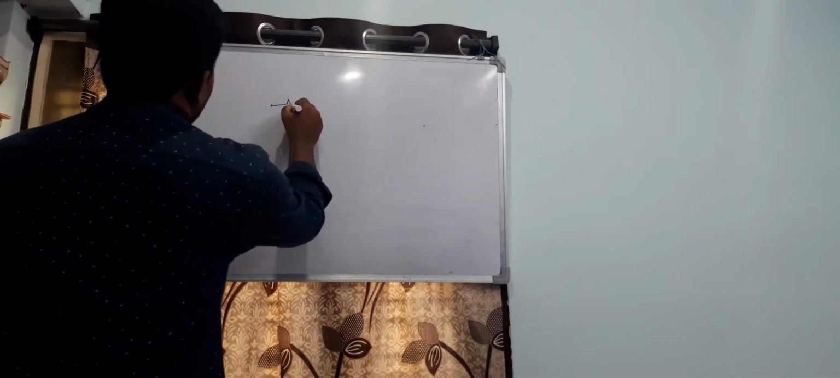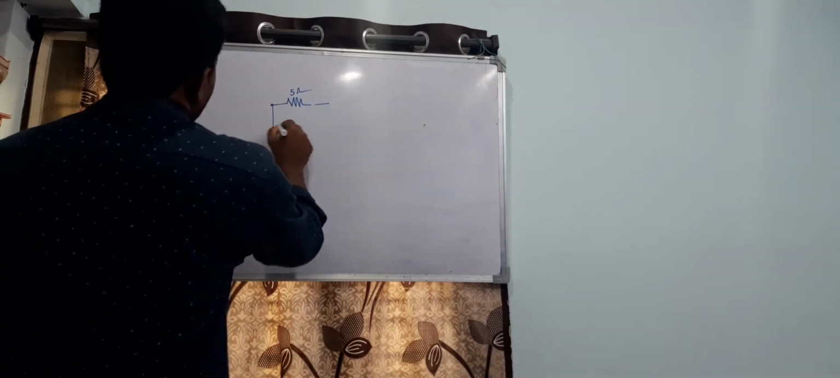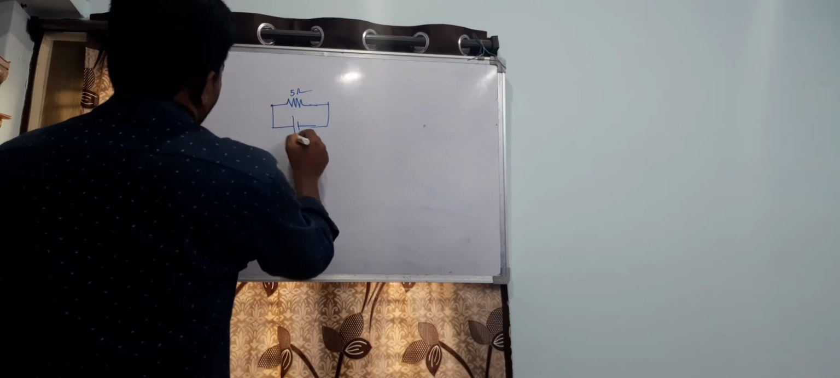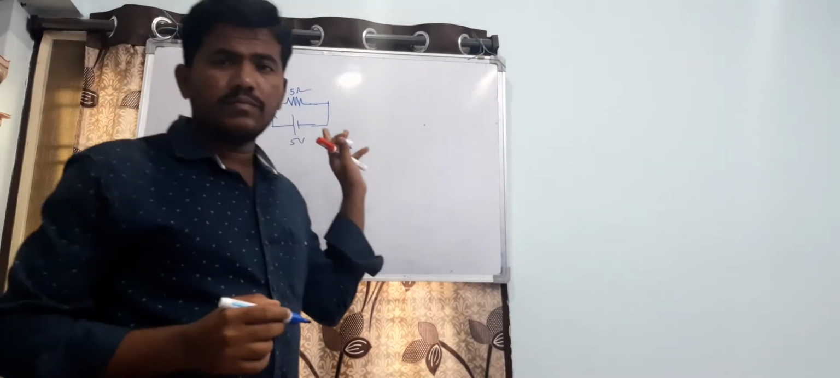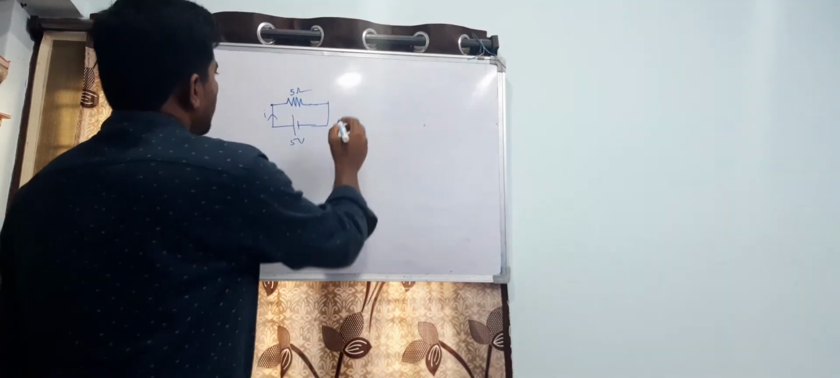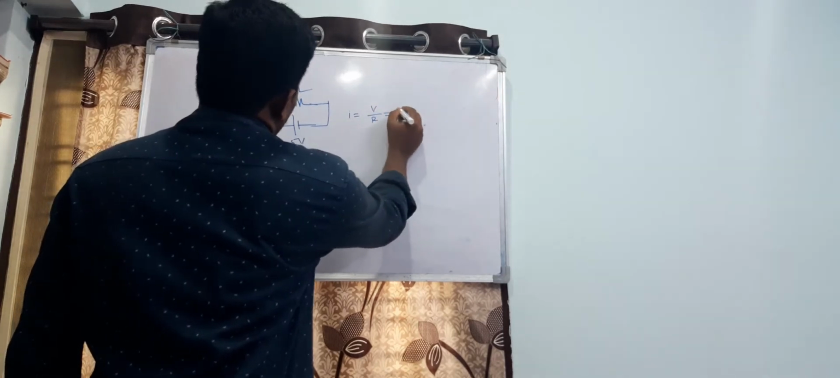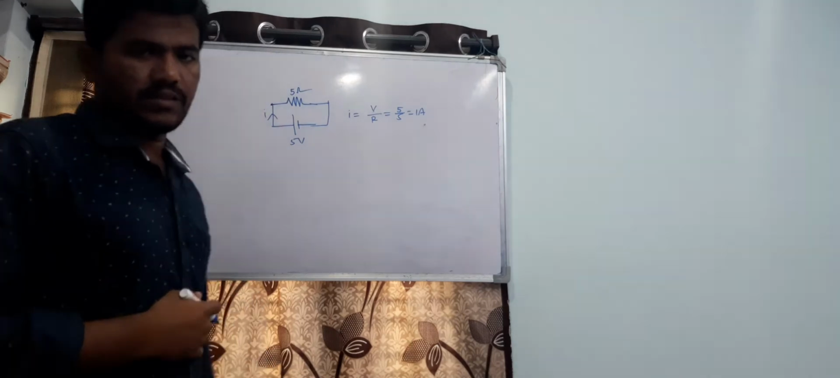To understand this concept, I am assuming a simple example. I am taking a 5 ohm resistor and a 5 volt battery. What is the current flowing through this 5 ohm resistor? According to Ohm's law, I equals V by R, which is 5 by 5, equals 1 amp flowing through this resistor.